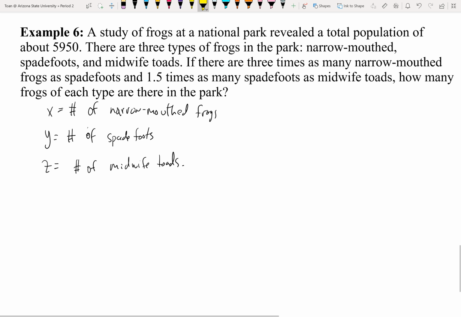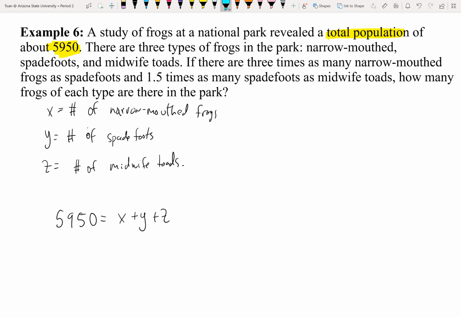So first thing I do is I read the story, and if there are any totals, they're usually going to be off on their own in an equation. A study of frogs at a national park revealed a total population of 5,950. Total population, so that will probably be an equation on its own. 5,950 equals, the total population of frogs. Do I have anything on my paper that talks about the number of frogs? x, y, z. So you add them up. That's one equation. One down, 2 to go.